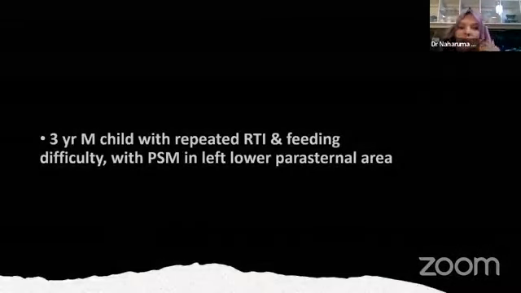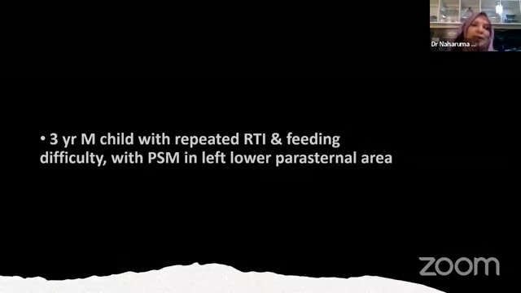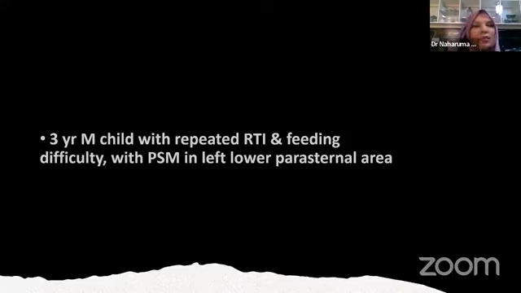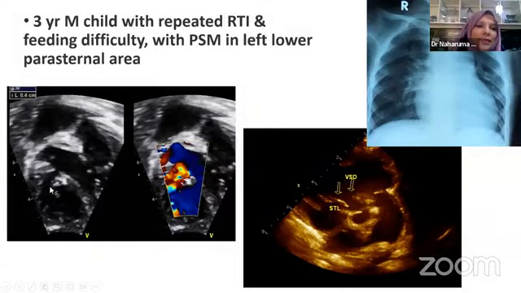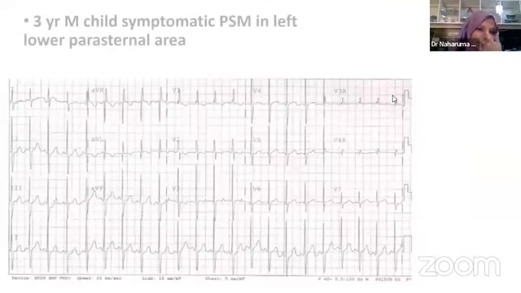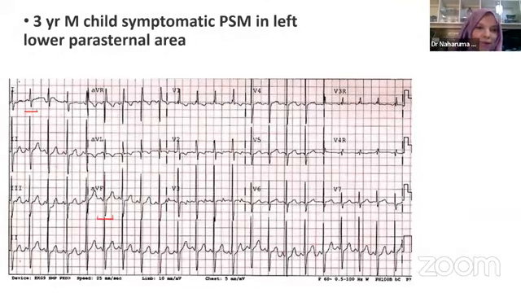Next to that, VSD. Just going through a case: a 3-year-old male child having repeated infections and feeding difficulty, with a pansystolic murmur in the left lower parasternal area. And we know this is the classical feature of a VSD with left-to-right shunt. And this is the echo finding, that is a perimembranous VSD. In the X-ray, there is cardiomegaly with increased pulmonary blood flow. And this is the ECG of that patient.